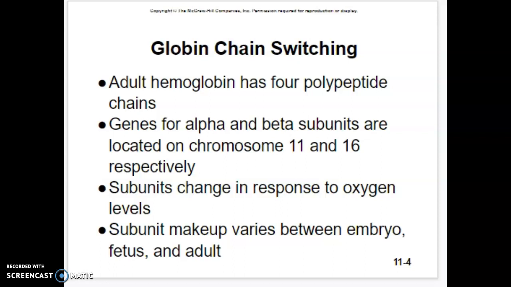Here's another example, though. We'll talk about globin. So, you've got hemoglobin, and I mentioned in the last video how adult hemoglobin is made up of 4 polypeptide chains. There are 2 alpha units, 2 beta units. And which chain you actually make depends on how much oxygen you're being exposed to. So as an embryo or a fetus, you will actually be making different hemoglobins than you do as an adult.